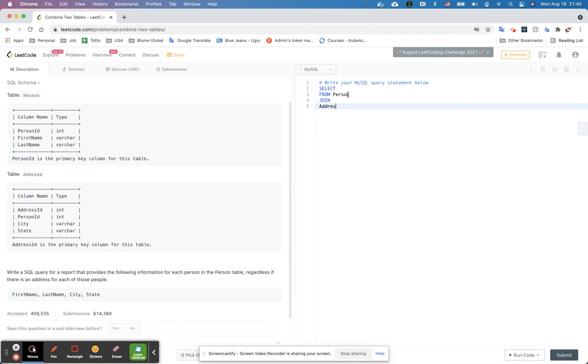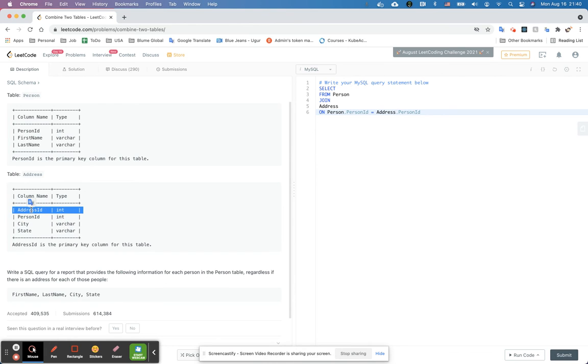Okay, and then how can we join these tables on the person ID here? The person ID is equal to the address person ID, right? Because that is the only column that connects them to each other, which means there's a one-to-many connection, because the person ID here is a unique primary key, and over here there's no uniqueness. This means there's a one-to-many connection here.